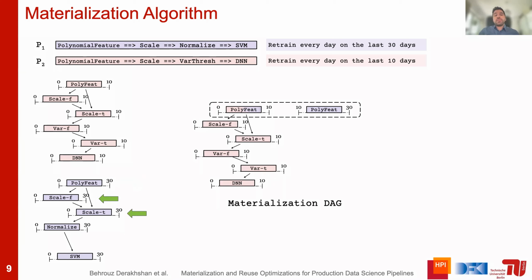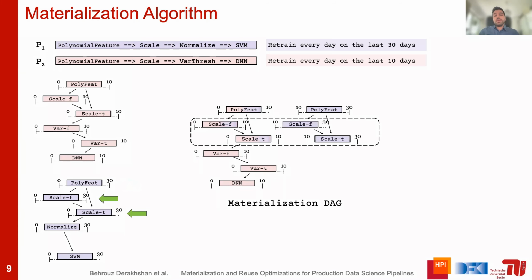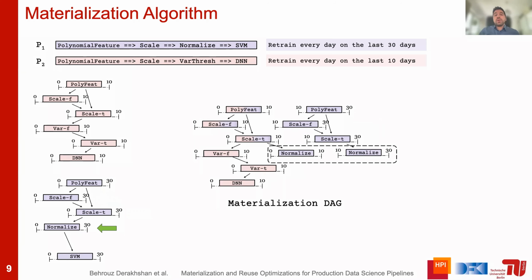We do the same for scale F and scale T. Since the subinterval 0 to 10 already exists, we just split them into two subintervals. For normalize, the vertex does not exist in the materialization DAG. So we must add new vertices. Since the parents are already split, we have to split the interval of normalize into two as well.